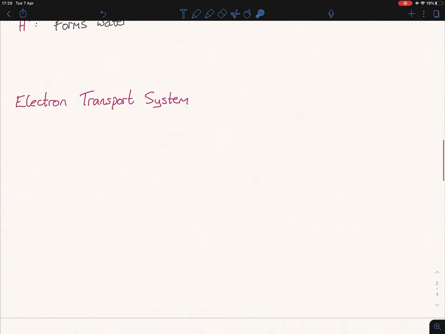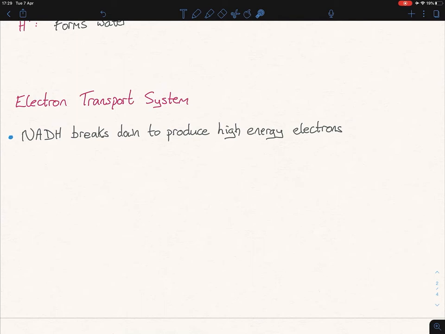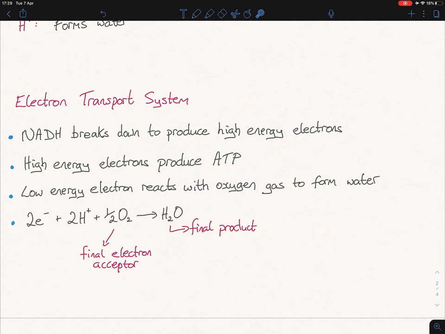So let's discuss the electron transport system. So what actually happens? The NADH, which is essentially an energy carrier and contains energy, breaks down to produce high energy electrons. These high energy electrons go off to produce ATP, like we've normally seen. ADP plus P plus energy gives you ATP and a bit of water. Now, this is critical here. How does it all end? When is the finish line, essentially?